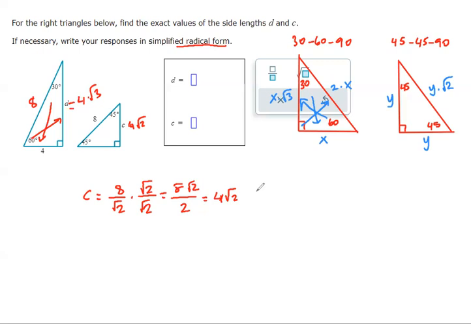So let's go ahead and check that as well. So D is 4 root 3, and then C is 4 root 2.